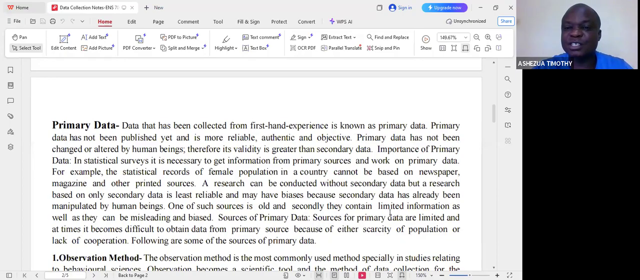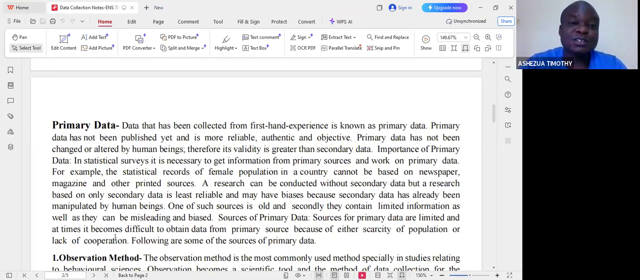So sources of primary data are limited, and at times it becomes difficult to obtain data from primary sources because of either scarcity of population or lack of cooperation. Following are some of the primary sources of data. Now, you see this lack of cooperation. I give you an instance.